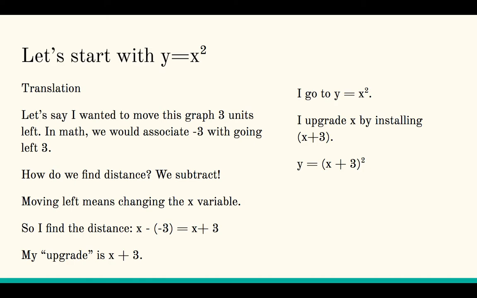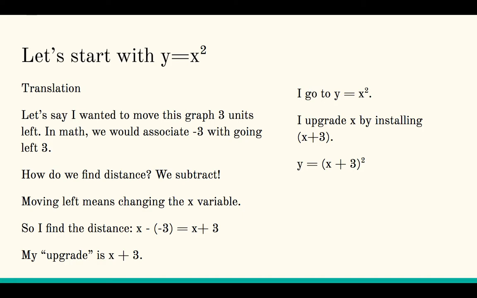So to find distance, I do x minus -3, the 3 left. And I get x plus 3. So my upgrade is x plus 3. So then I go over to y equals x squared. I upgrade my x by installing x plus 3 in x's spot, and I get y equals x plus 3 quantity squared.